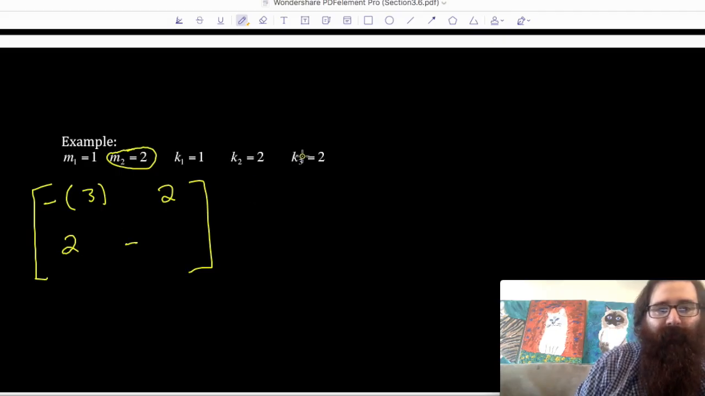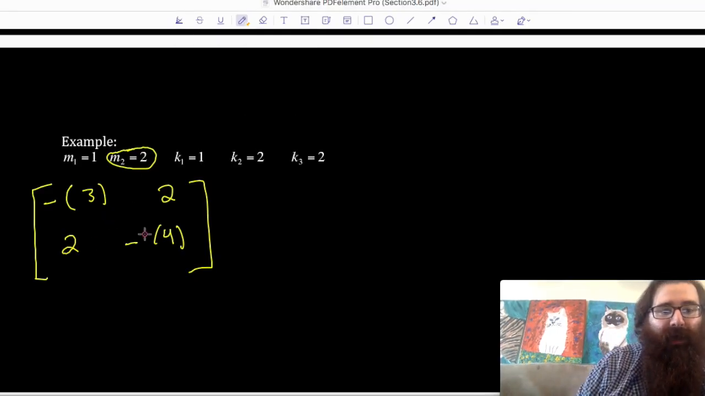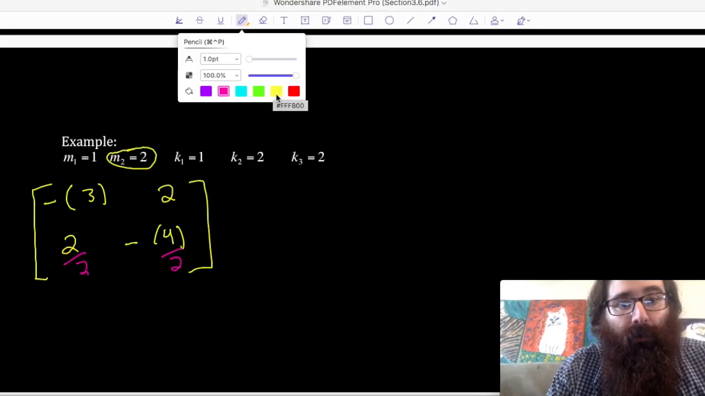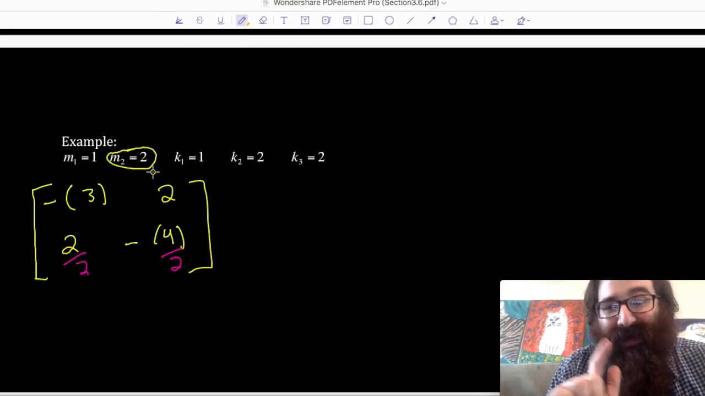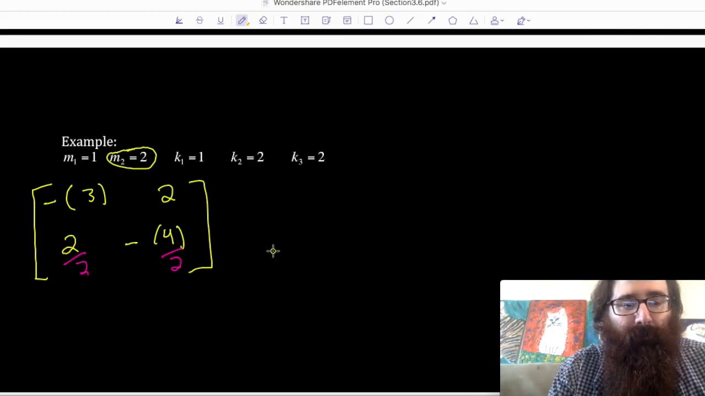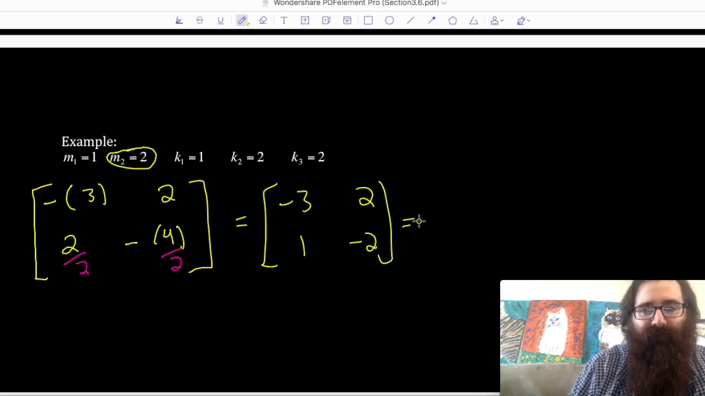And then negative K2 plus K3, which is negative 4. But since mass 1 is 1, I don't have to worry about the top row. But since mass 2 is 2, I actually have to divide these entries by that. And I could divide by mass 1, it's just not important because it's just dividing by 1. But I do want to notice right away, hey, mass 2 is not 1, it's 2. So that means row 2 gets divided by 2 to make sure that my stiffness matrix is correct. And so this just corrects it. So then I get negative 3, 2, and then we get positive 1, negative 2 for our matrix A.